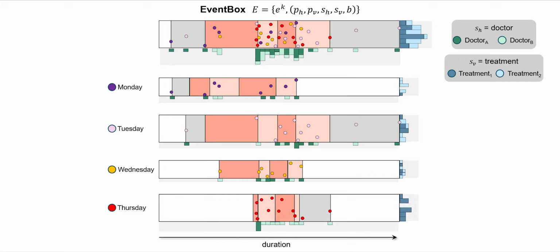In this case, we can compare how different attributes behave with respect to the day of the week. We can see that on Mondays, the average visit time is shorter. Tuesdays have longer duration outliers, and on Thursdays, patients only undergo treatment 1.